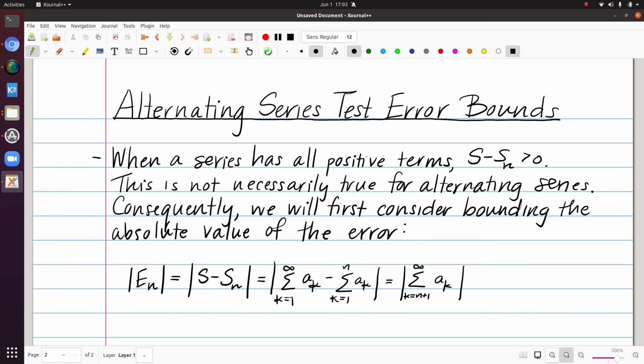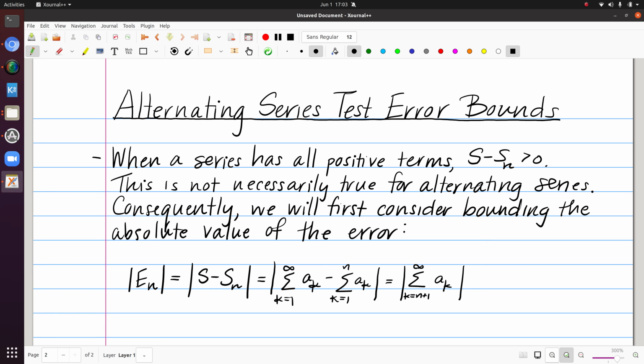At this point, we've gone over the integral test error bounds, and now I want to talk about the alternating series test error bounds. So just as a reminder, when we have a series that has all positive terms, the partial sums always grow, and therefore they're increasing up toward the sum of the series when it converges.